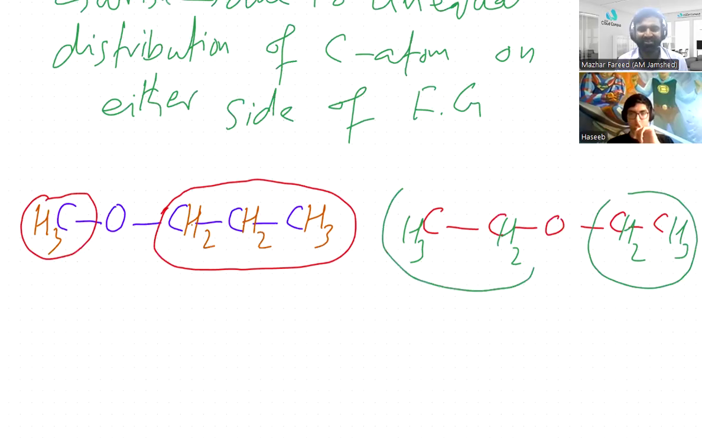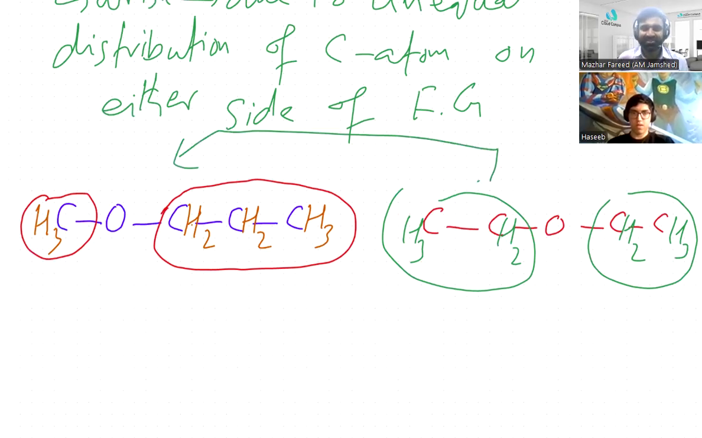So you can say the distribution of carbon atoms on either side of the functional group is different. The central atom is oxygen, and on the right side there are three carbon, and on the left side there is one carbon. And in the other structure, oxygen is present at the center, and two carbon are present on the right side and two carbon on the left side. So this is the unequal distribution of carbon atoms on both sides, because when you draw the other structure from here to this, there becomes an unequal distribution of carbon atoms.